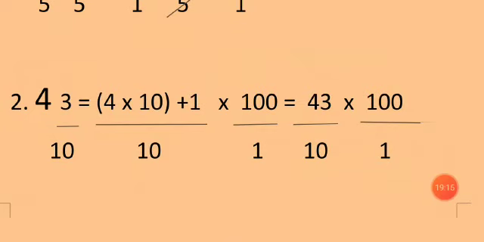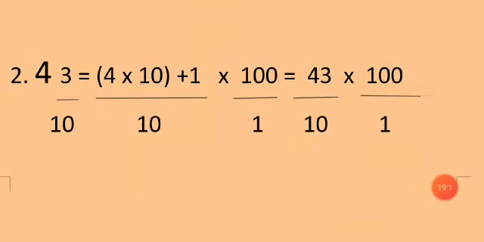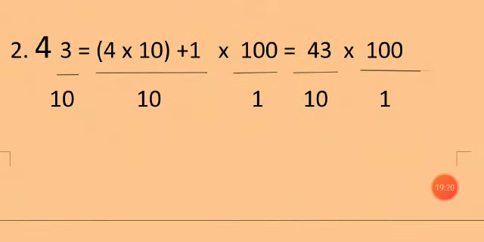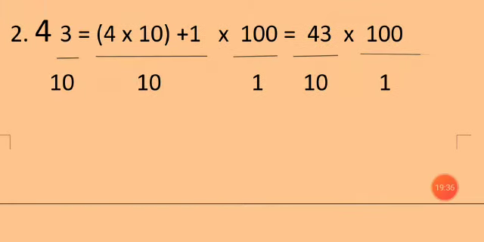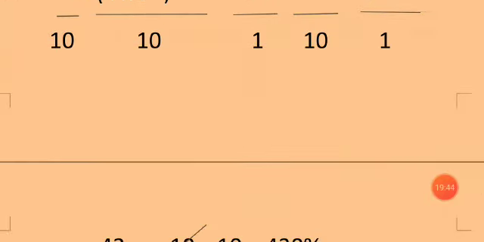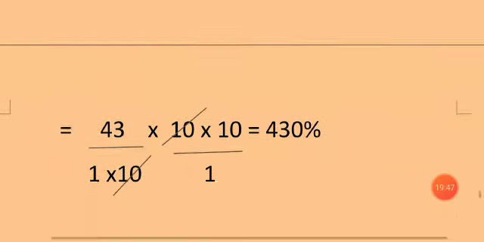Okay, number 2. We have 4 whole number 3 over 10. The first step is to convert this mixed number to improper fraction. When we convert this mixed number to improper fraction, we have 43 over 10. So now we can multiply 43 over 10 by 100%.